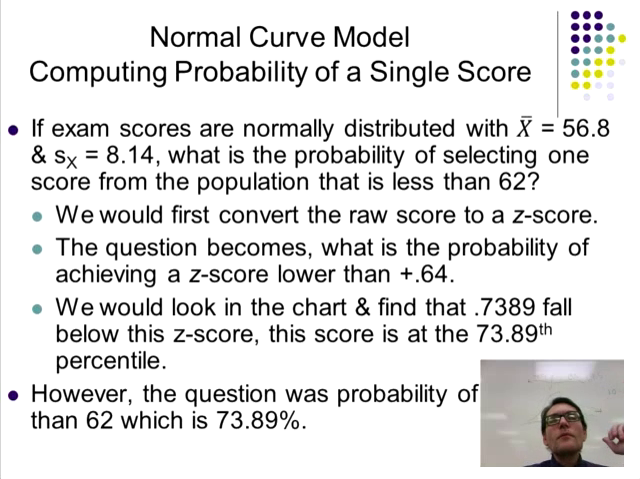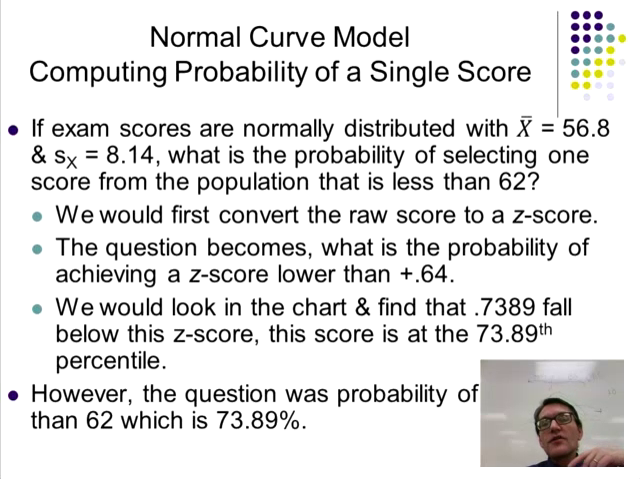If exam scores are normally distributed with a mean of 56.8 and a standard deviation of 8.14, what is the probability of selecting one score from the population that is less than 62? Wow, okay, that's a lot of words.